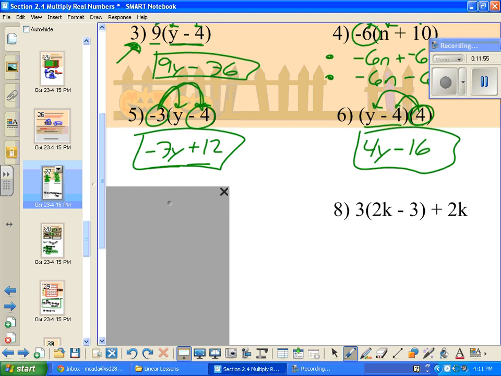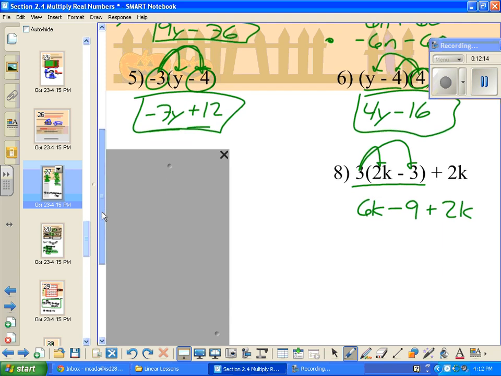And in this last problem, note that we can distribute right here, just like we've been doing in the other problems. So I'm going to take 3 times 2k and 3 times 3. 3 times 2k would give me 6, and then the k would also be with it, so 6k. And 3 times 3 would give me 9. But then also there's this plus 2k at the end of the problem.